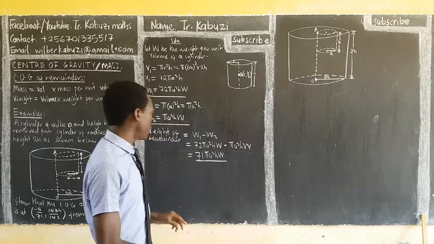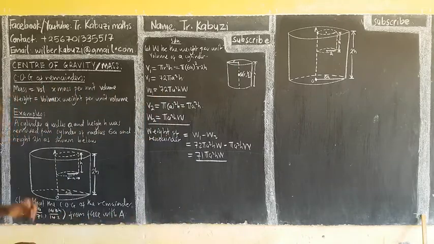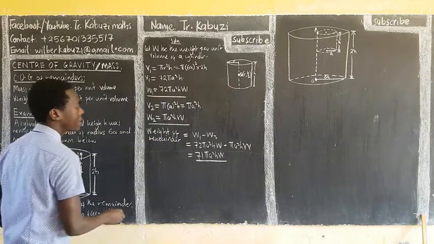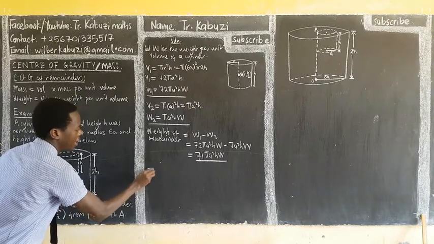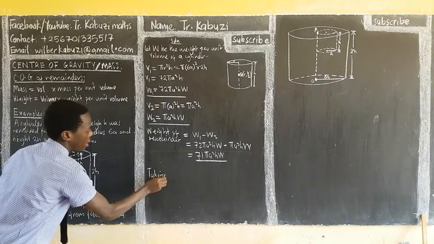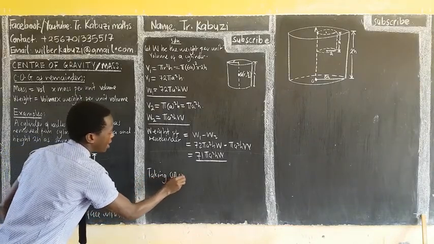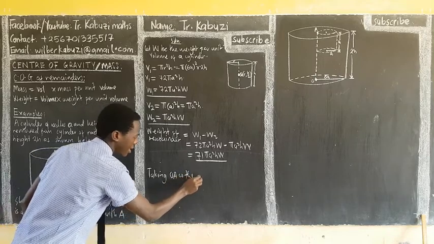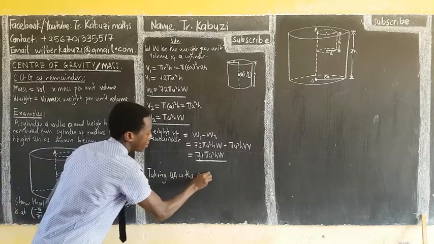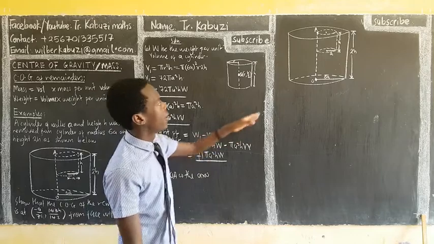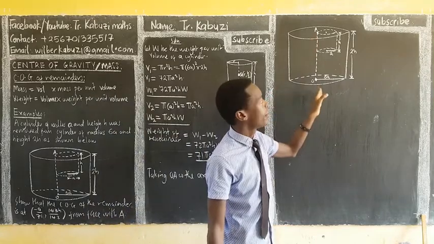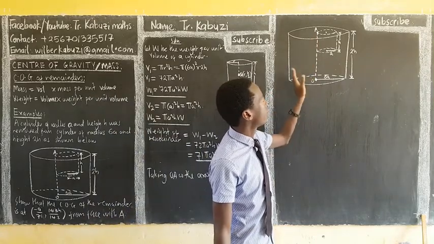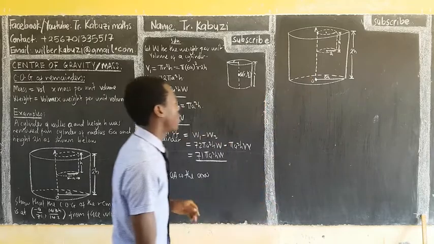Now, the question is, what are we going to take as the axis? Taking OA as the axis, that OA is the line of symmetry for the big cylinder. So that's where I am going to base.